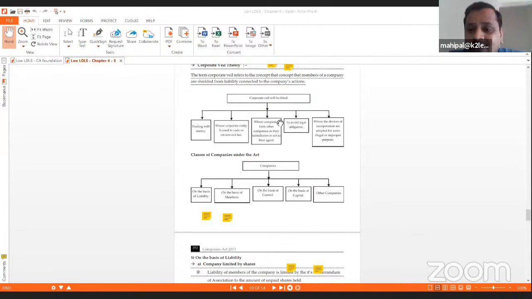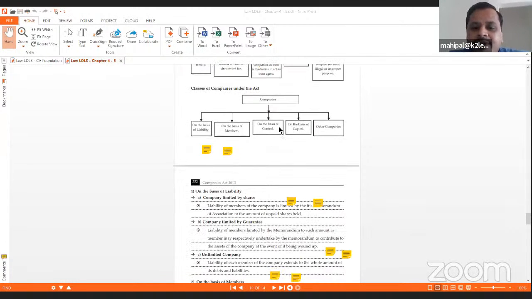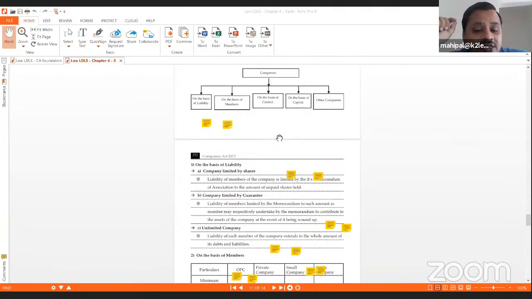Companies can be classified on the basis of liability, members, control, capital, and other companies. On the basis of liability, company limited by shares: the liability of the shareholders is only to the extent of unpaid share capital. Company limited by guarantee: the contribution is only to the extent of the guaranteed amount. This company limited by guarantee could be with share capital or without share capital.